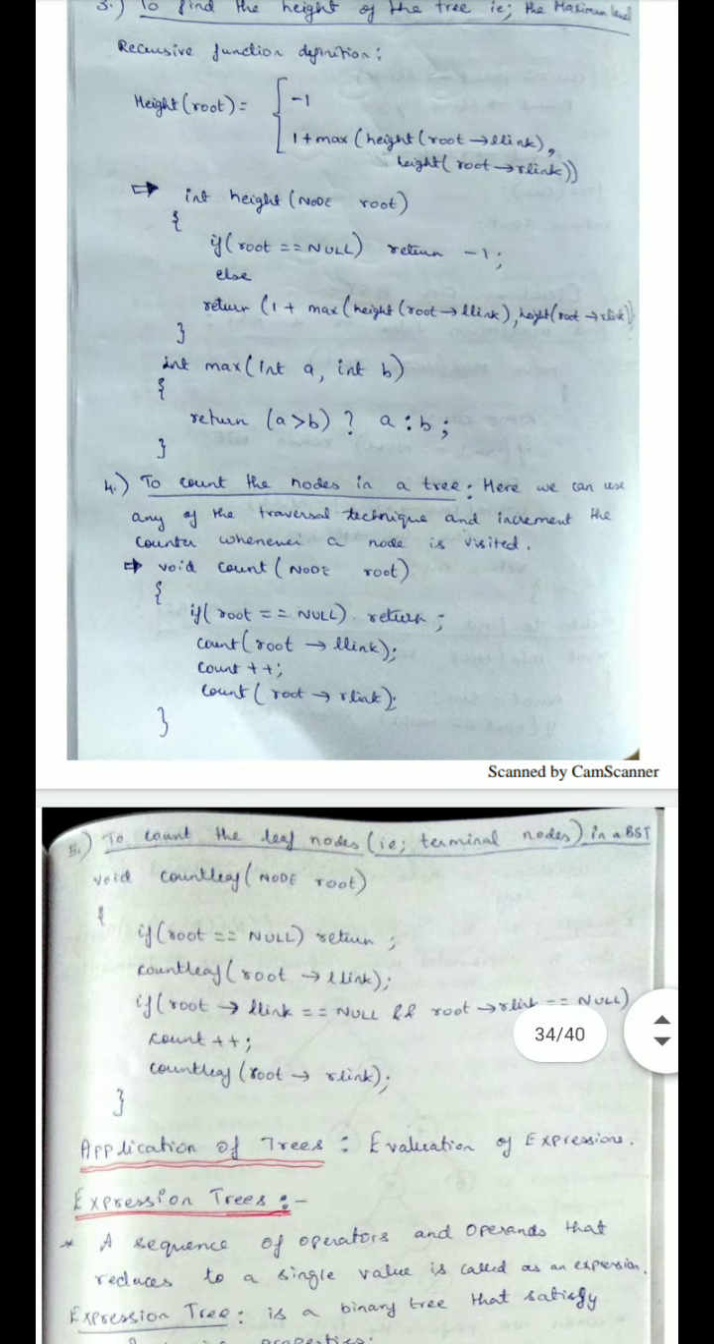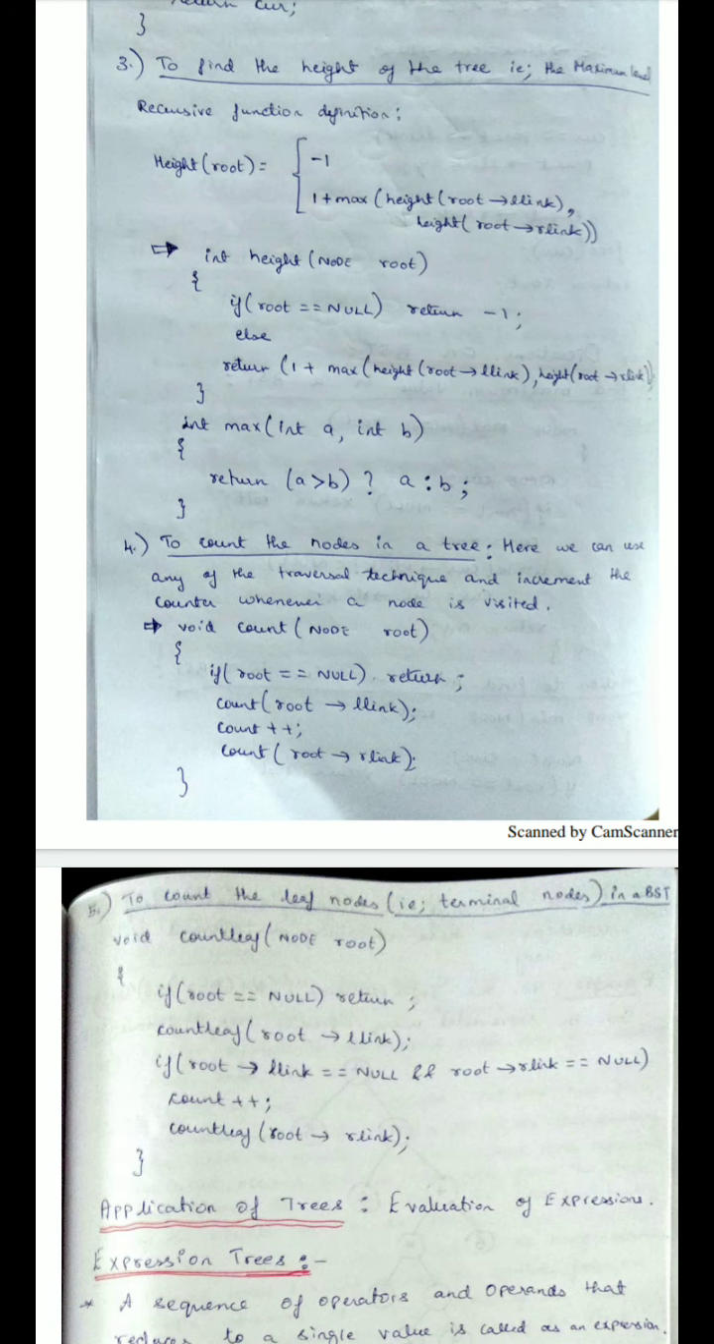Next, how do you count the number of nodes in the tree? If root is equal to null, then you return. If root is not equal to null, you count the root's L link value, go on counting, and you keep incrementing the count value. This is how you can count the number of nodes in the tree.